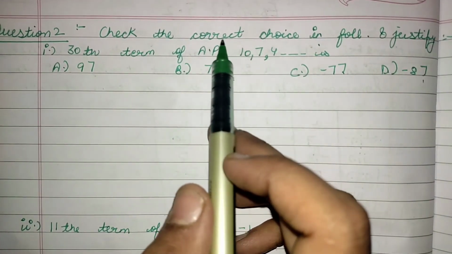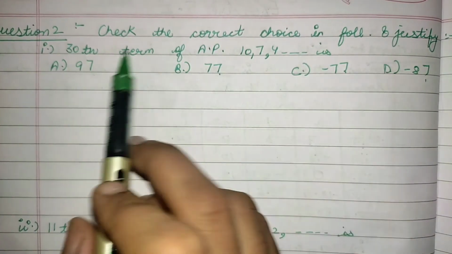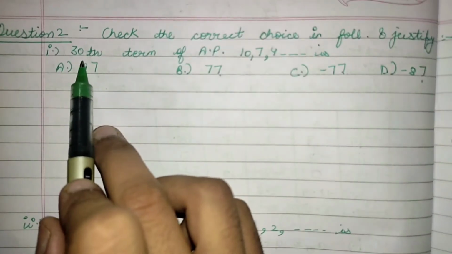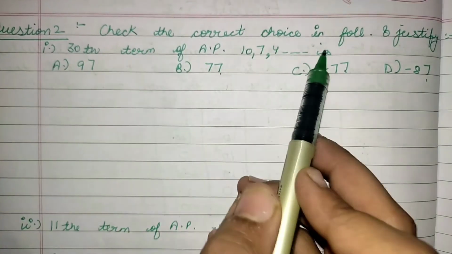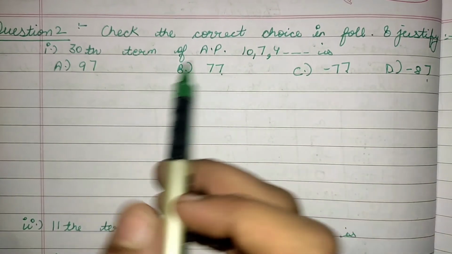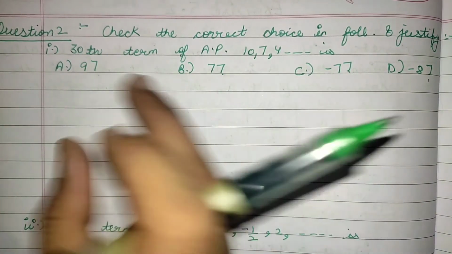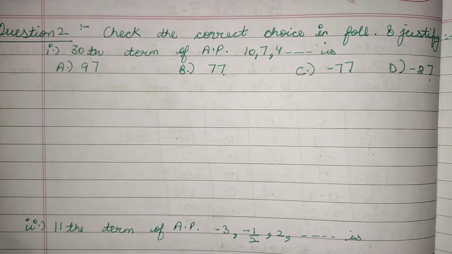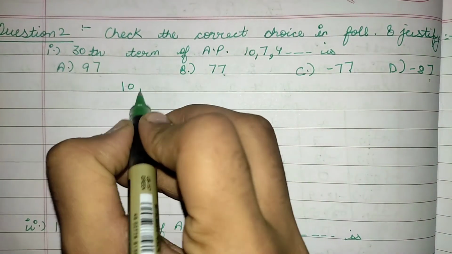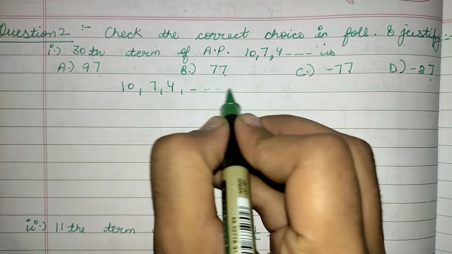Question number 2 says to check the correct choice in the following and justify that the 30th term of the AP is what? Options are given to you and you have to check which is the correct 30th value of this AP. So how to find out the 30th value? Which formula do you have to use?